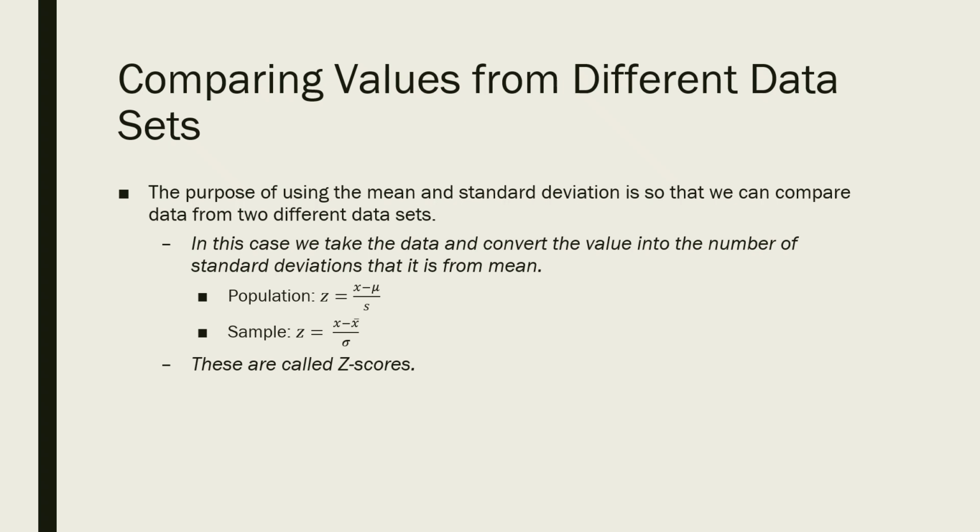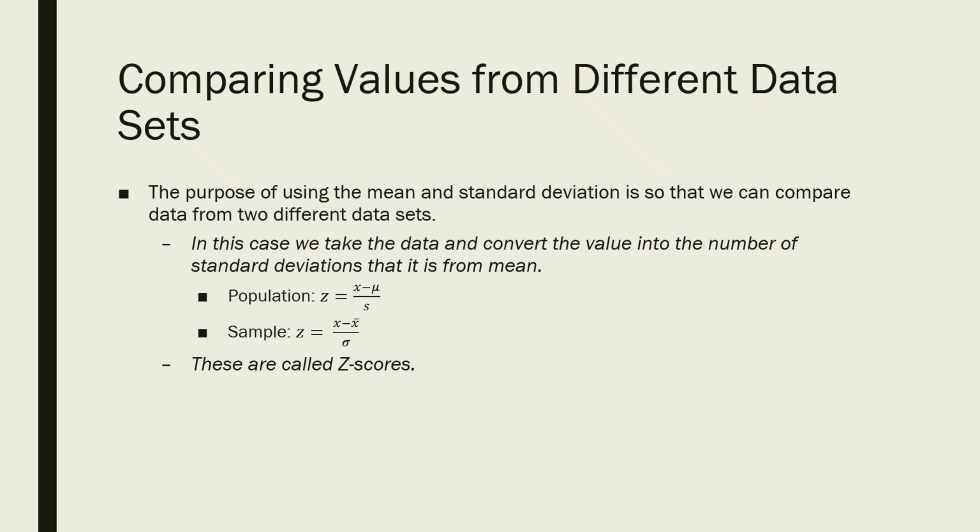And now we can take two data points from two different distributions or two different data sets, and we can compare them using something that we call a z-score. And the z-score is calculated the same way every time. It will be whatever data value you have minus the mean of that data divided by its standard deviation.